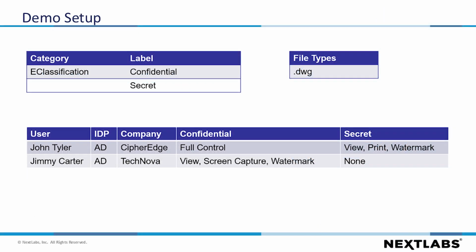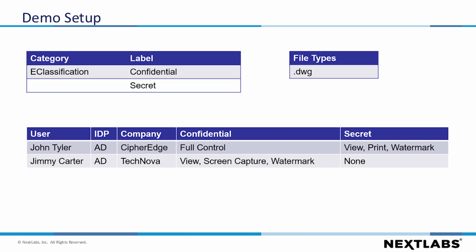Demo setup. In this demo, we set the E-classification category with confidential and secret labels. We configure the following policies for this demo. John Tyler from CipherEdge has full control on confidential data. John Tyler from CipherEdge has view, print, watermark on secret data.